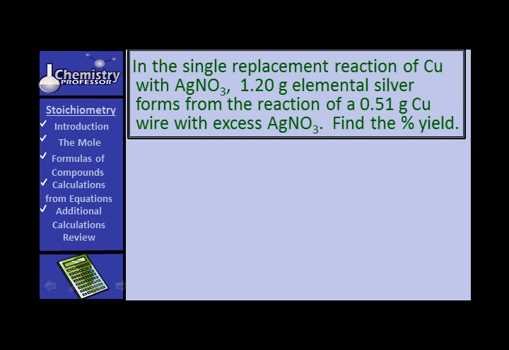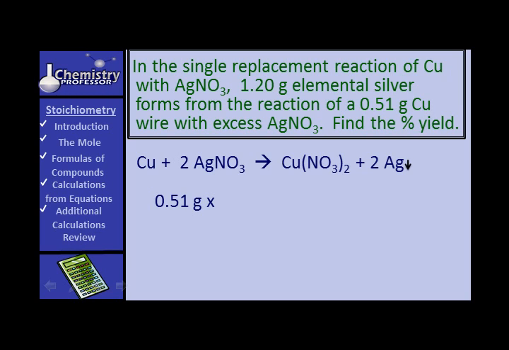In the single replacement reaction of copper with silver nitrate solution, 1.2 grams of elemental silver forms from the reaction of 0.51 grams of copper wire with excess silver nitrate solution. We want to find the percent yield. Now here's the equation. We're starting out with 0.51 grams of copper wire, putting it in plenty of silver nitrate solution, and we're producing elemental silver, precipitating out and leaving cupric nitrate solution in our products. And we want to find the percent yield.